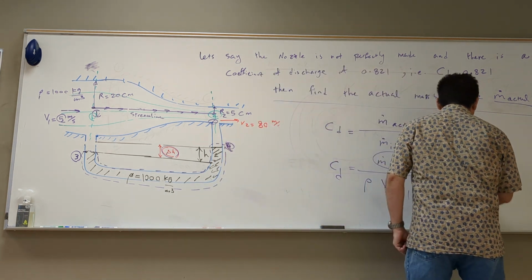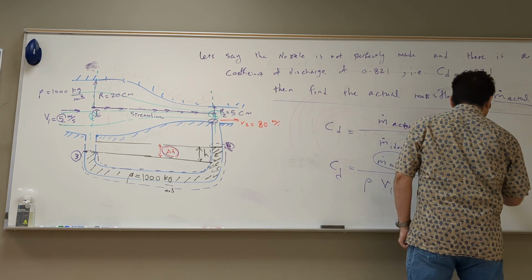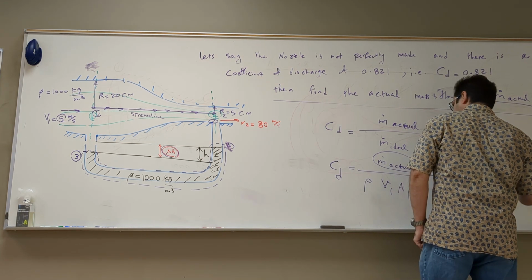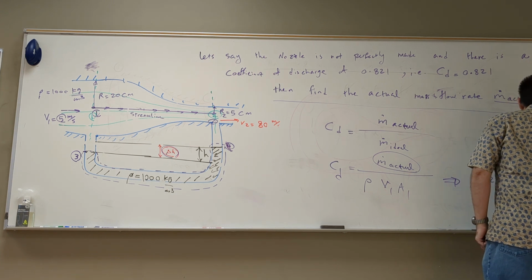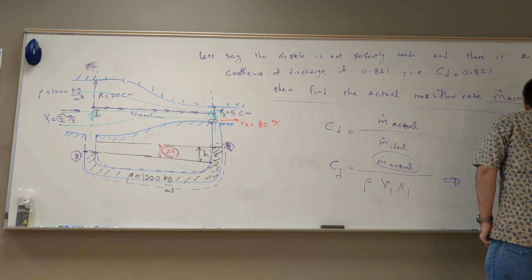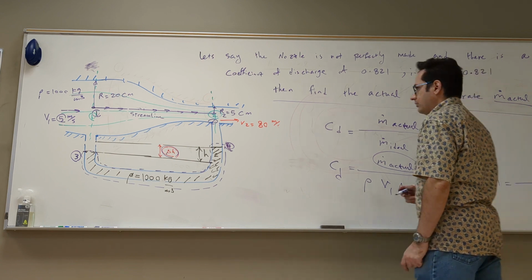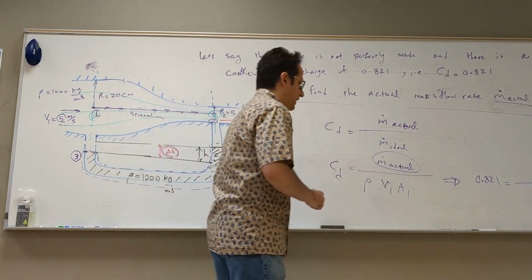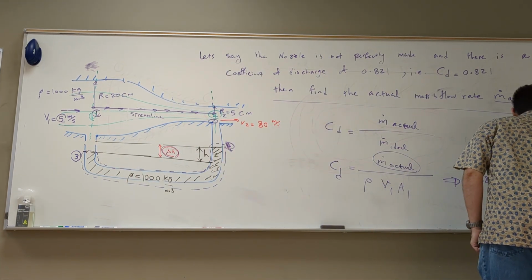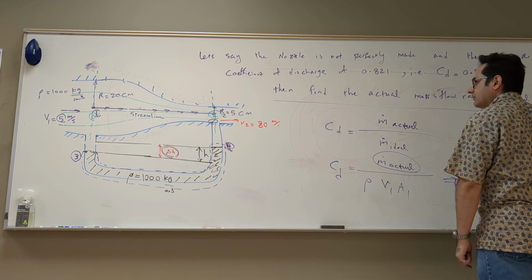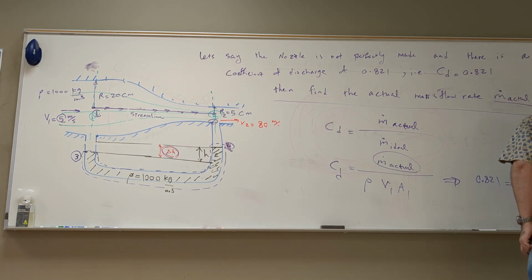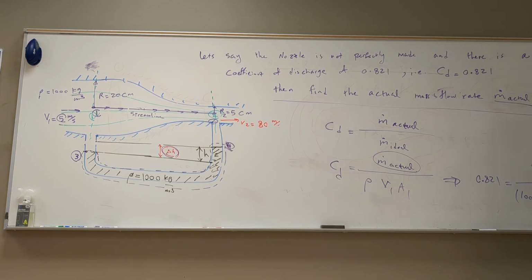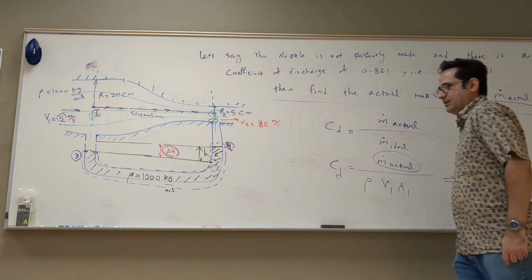Substituting numbers here, you get 0.821 equal to m dot actual divided by rho, which is 1000, times V1, 5, times A1. Let me do something here, and then I ask you what's wrong here. Something is wrong here. Can you tell me?